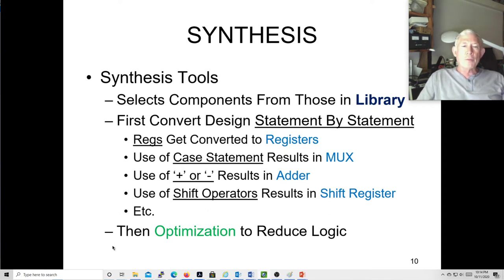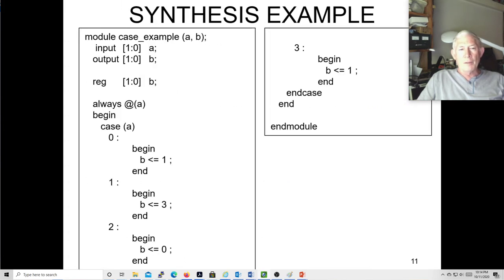And then you have an optimization step where your synthesizer is going to try and really reduce the logic. The synthesizers are pretty powerful optimizers, and so this is important. Sometimes it'll optimize your code in ways you didn't think you wanted, because you didn't write very good code. So that can be a problem.